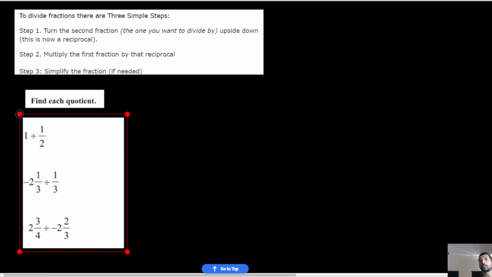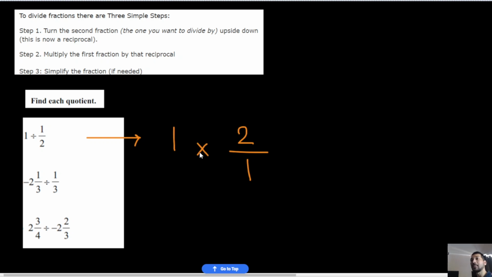Over here, the problem statement says find each quotient. So we need to divide the fractions. The first problem is 1 divided by 1/2. So our first step is we turn the second fraction upside down. We turn the second fraction into its reciprocal. So I want to make the second fraction upside down. So that would be 2 over 1. When I flip this fraction, I turn this division sign into multiplication. So now we have a multiplication over here.